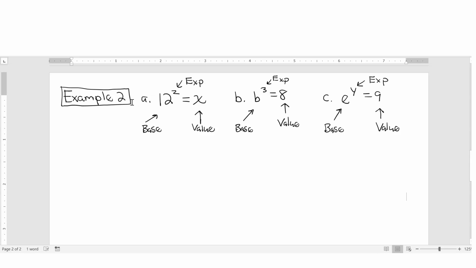In example 2 on page 480 of your textbook, now we're given expressions in exponential form, and now we need to convert it to logarithmic form. Again, we'll still have the same three pieces, a base, an exponent, and a value. So in this first problem, the exponent is 2. That's the result of our logarithmic function. And then the base is 12. I'll write that in subscript. And then the value is x.